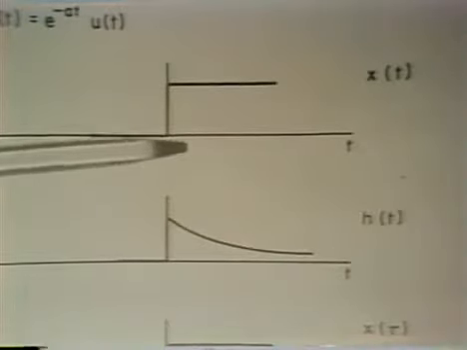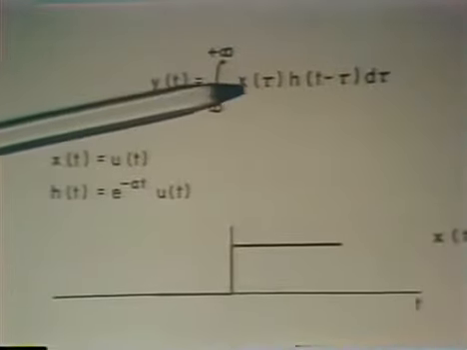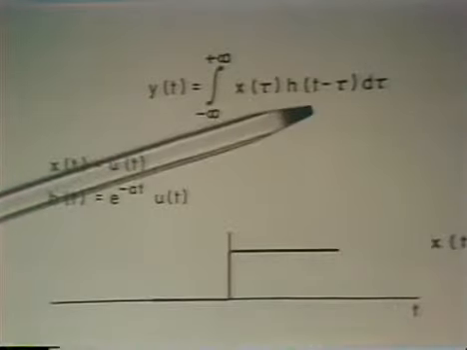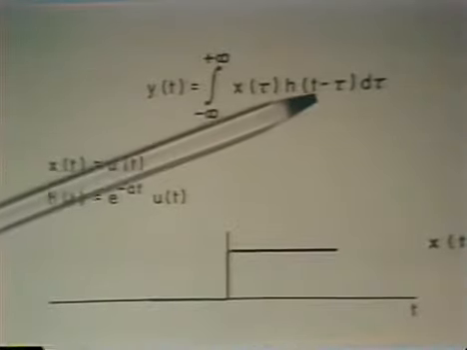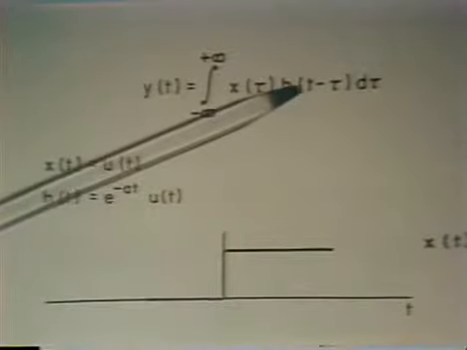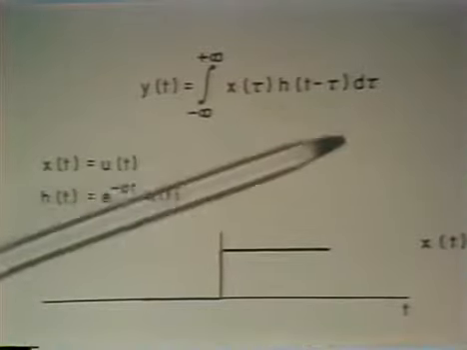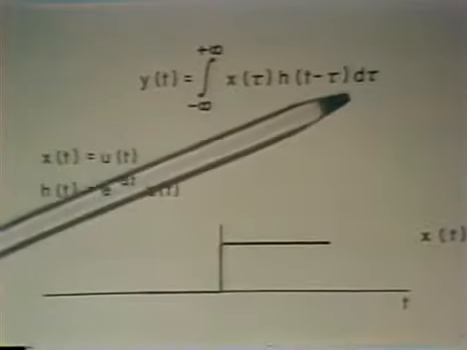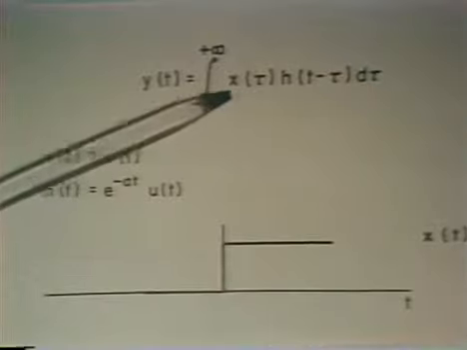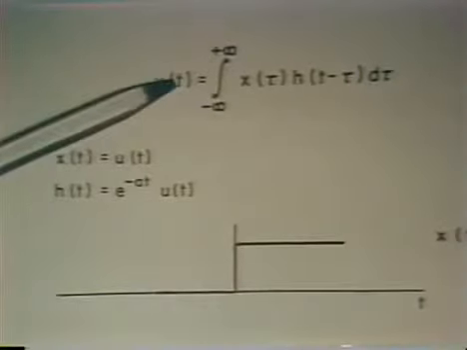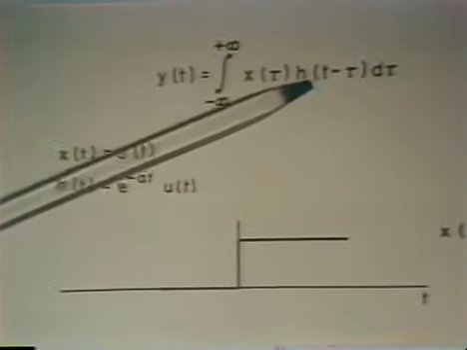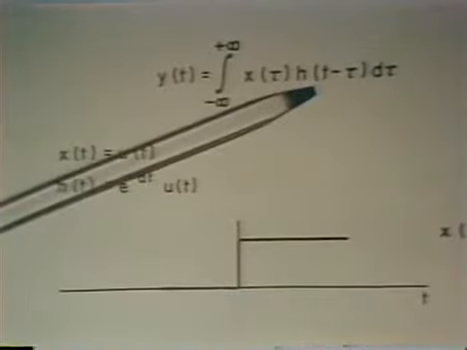Now, again, looking back at the expression for convolution, it's not x of t that we want, it's x of tau that we want, and it's not h of t or h of tau that we want, it's h of t minus tau. We plan to multiply these together and integrate over the variable tau, and that gives us the output at any given time. If we want it at another time, we change the value of t as an argument inside this integral.